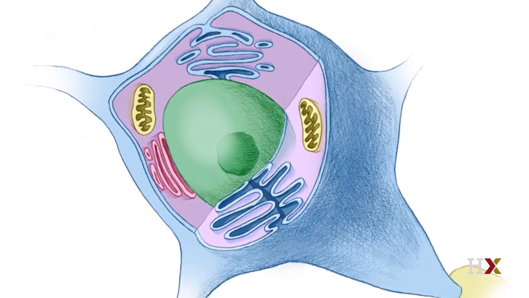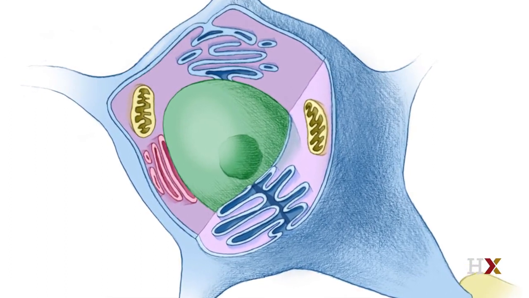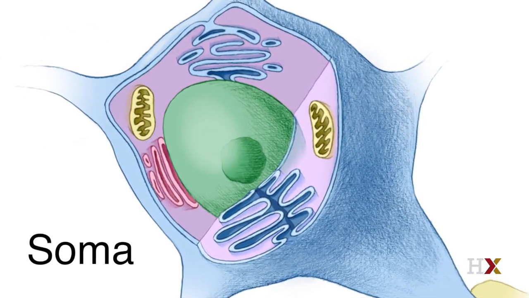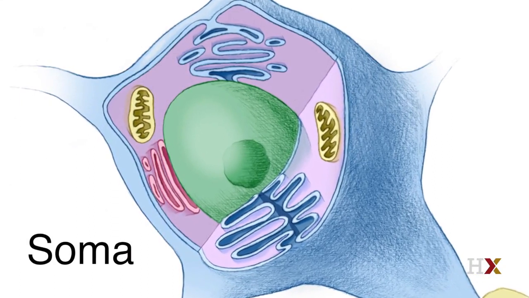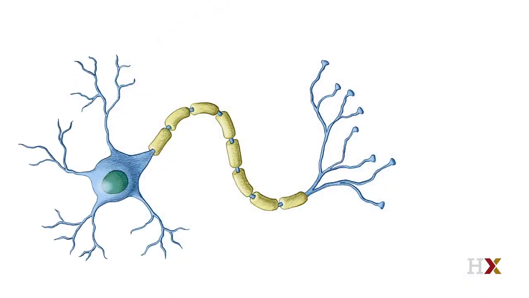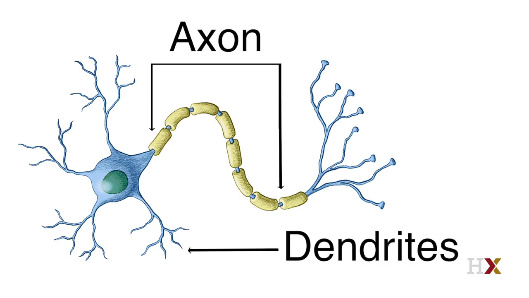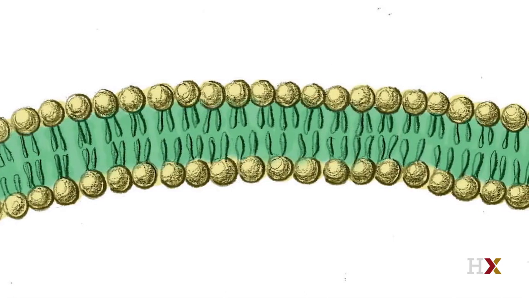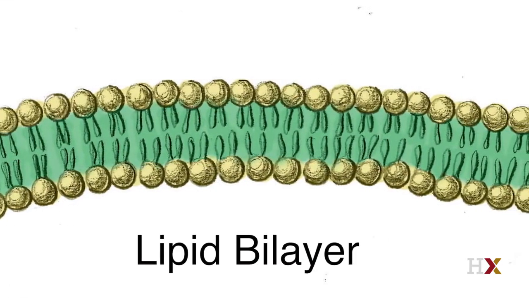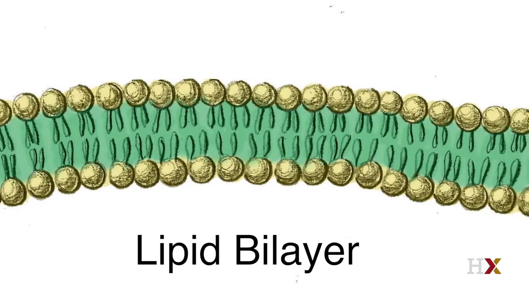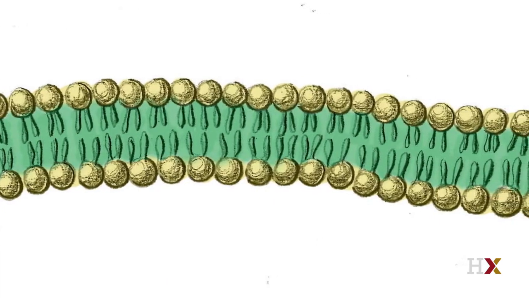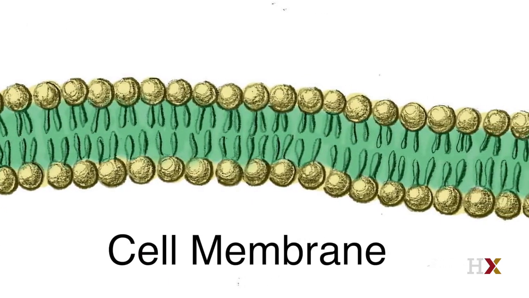If we look at a typical neuron, you can see that it has a variety of parts. A cell body, or soma, that houses the cell's nucleus and a variety of cellular machinery. Extending out from the cell body are fine processes called axons and dendrites. The outer surface of all of these parts is made up of a bilayer of lipid molecules that partition the inside of the cell from the outside. This is called the cell membrane.